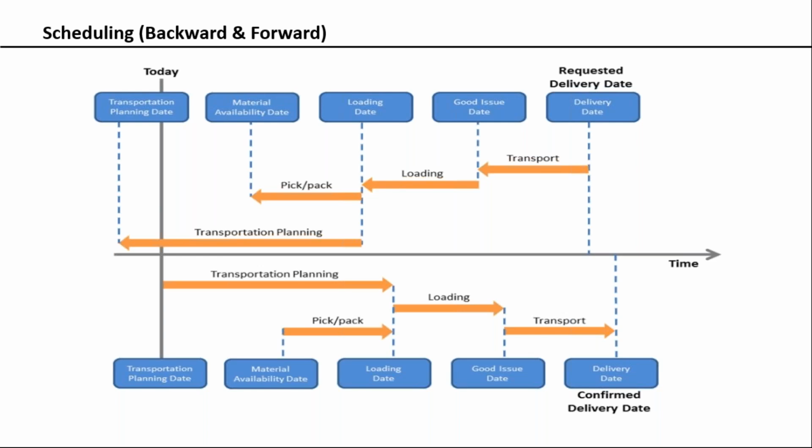Then the system will go with forward scheduling. Tomorrow, the 7th, plus 2 days transit time and 1 day pick pack loading time, that is 3 days, and the 10th is the delivery date, when the inventory can be shipped to the customer location.